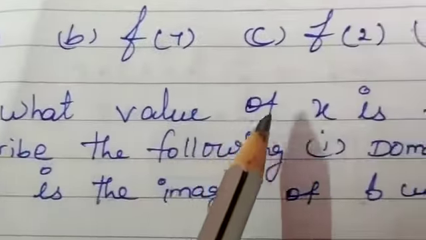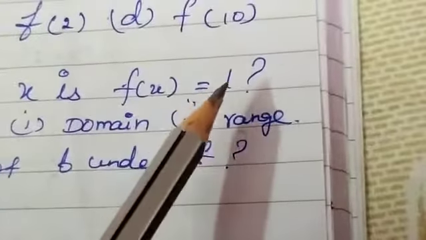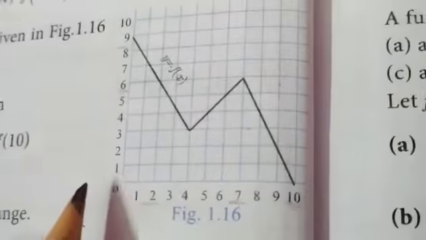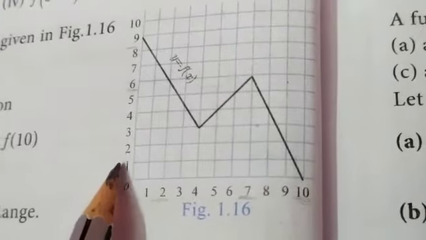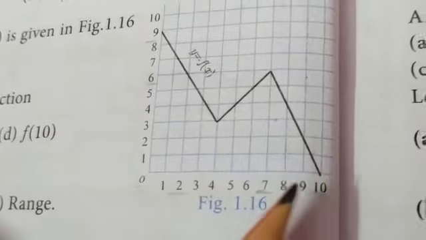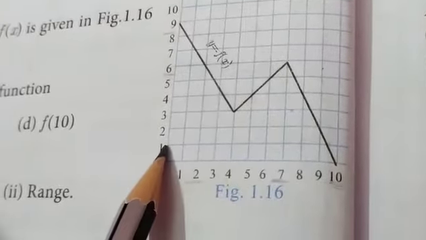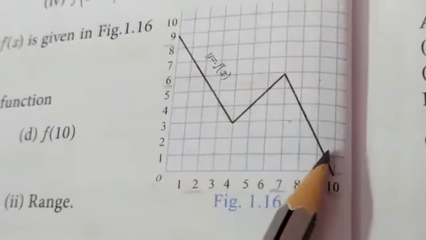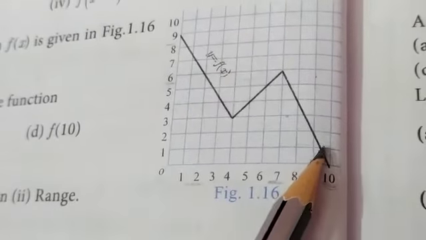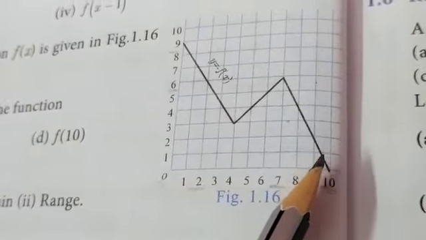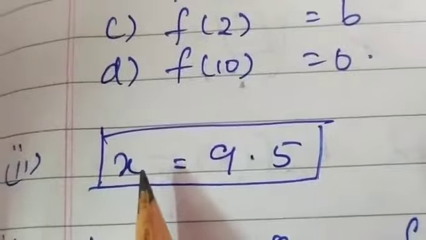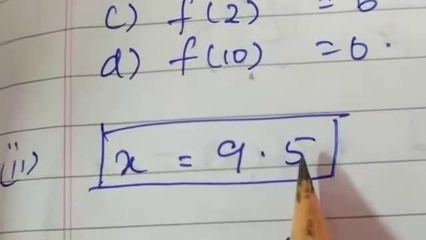For what value of x is f of x equal to 1? It is asked that if y value is 1, then what is x value? So you can see this is 1 and it crosses approximately 9.5 at x-axis. So our x is approximately 9.5.